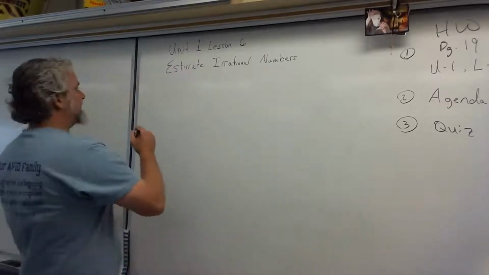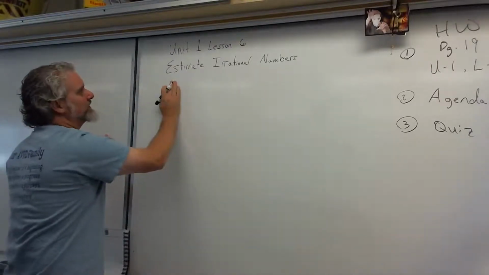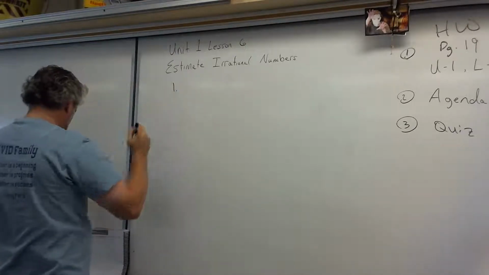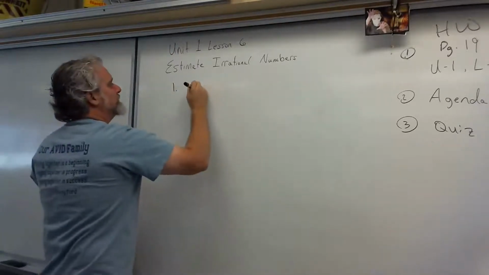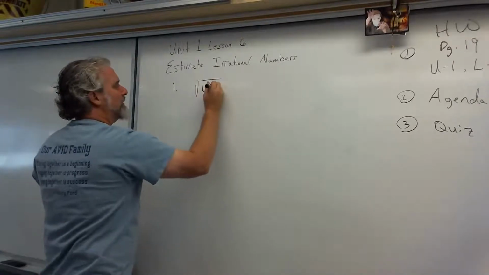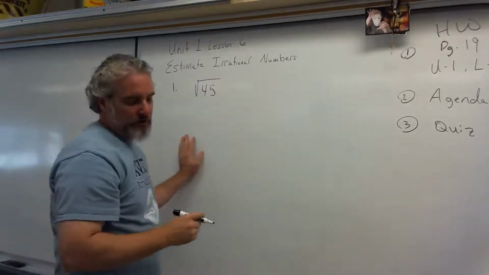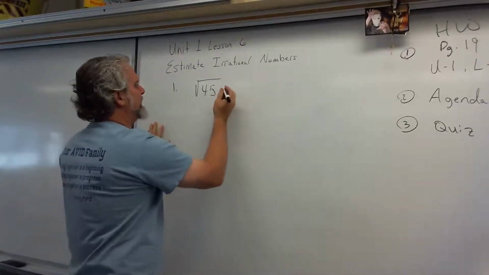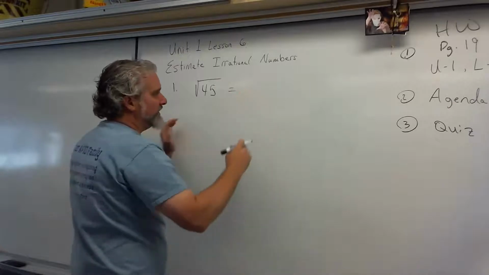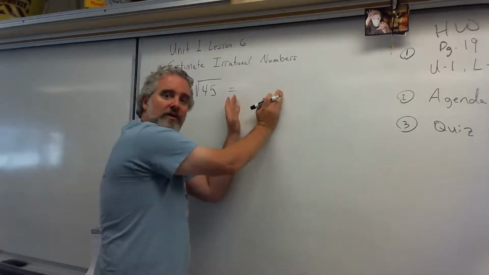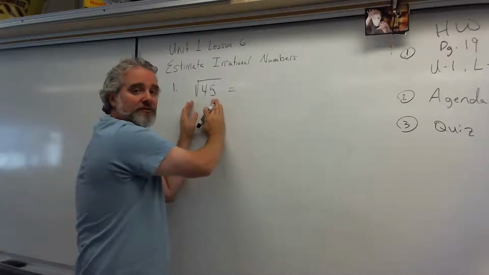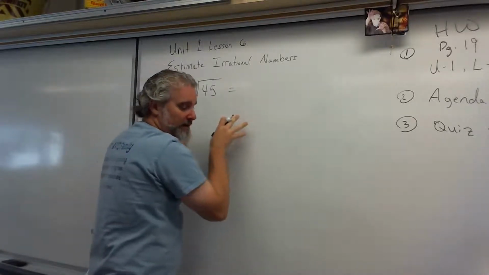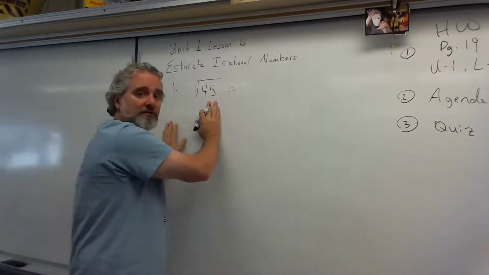Hello class. Today we get to do Unit 1, Lesson 6 homework, which was estimate irrational numbers. Problem number 1, we had to estimate the square root of 45. So we're asked to determine whether or not this is rational or irrational. If it's rational, we could say square root of 45 equals, and then just write a regular rational number here. But square root of 45 is irrational because there's no single number that multiplied by itself equals 45.